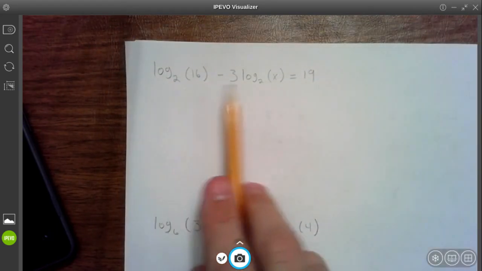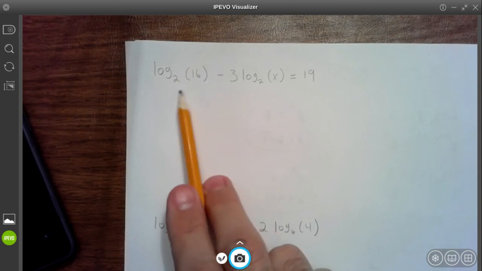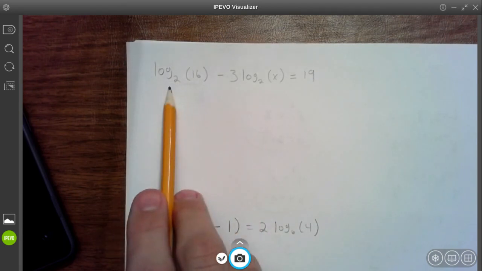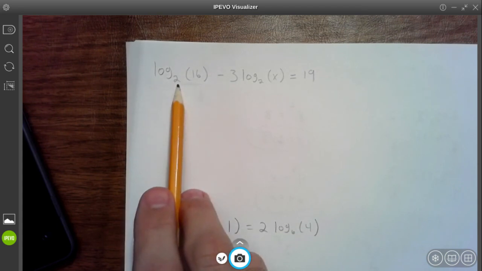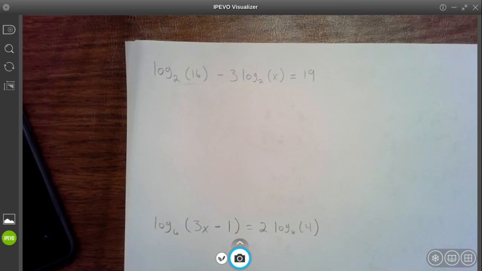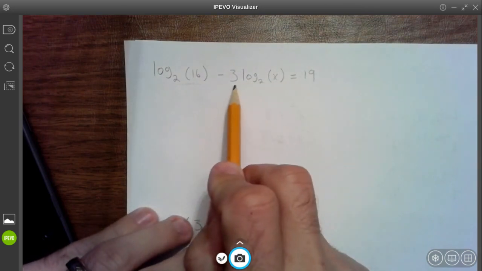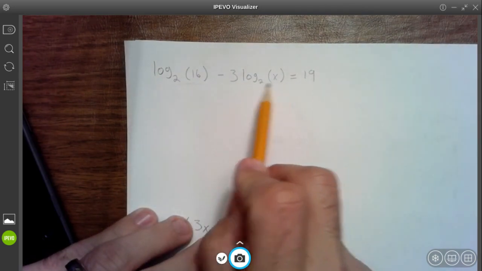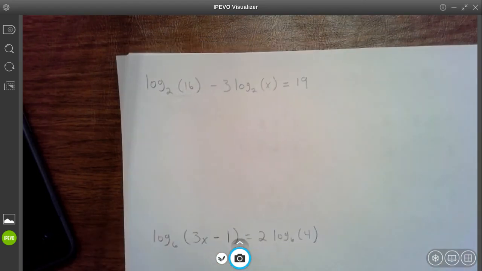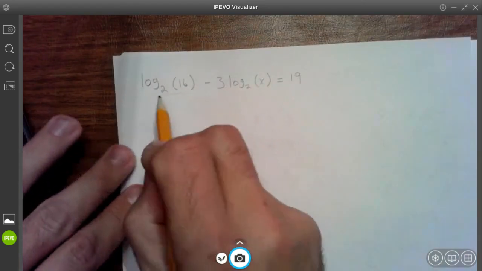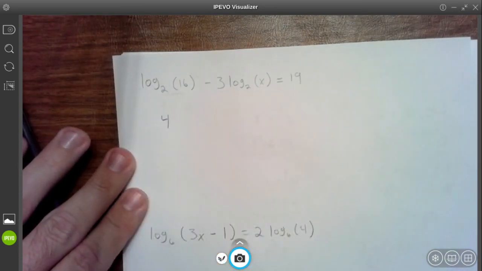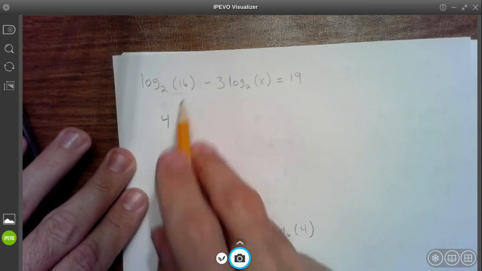All right, so for this top one, let's see here. This one is just going to be a nice number. So I'm going to simplify that, and then I'm going to treat it like a linear equation. I'm going to try to isolate the part that has my logarithm with a variable, to get that part down to just itself. All right, log base 2 of 16, that's equal to 4, because 2 to the 4th is equal to 16.